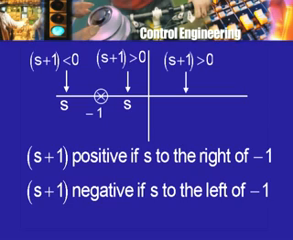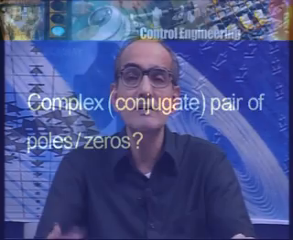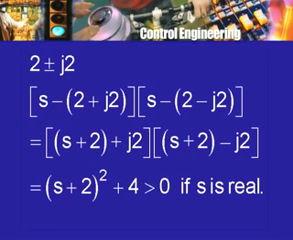So the signs of each one of these factors will depend on whether the point s is to the right of the particular pole or zero. This is the first observation. Now secondly, if you have complex poles, then as I mentioned several times, they occur in conjugate pairs. For example, if 2 plus j2 is a pole, not in our problem, but suppose in some situation, then we have a factor s minus (2 plus j2) and we have another factor s minus the conjugate of this, which is 2 minus j2. Now this can be rewritten as (s plus 2 plus j2) into (s plus 2 minus j2). Now it's easy to see that this thing is (s plus 2) square plus 4.